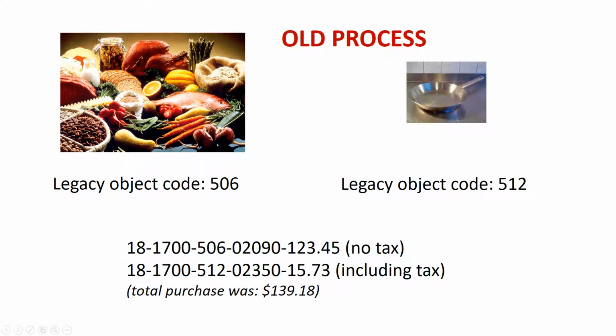For the food and frying pan example, which is what I'll go with for this explanation, in our old process with a standard 65, you'd code the frying pan to code 512 and the food to 506. The PCA would also be different because food always goes to 02090, and that hasn't changed. Your coding at that time in legacy format would have looked something like this. Different items get different coding.